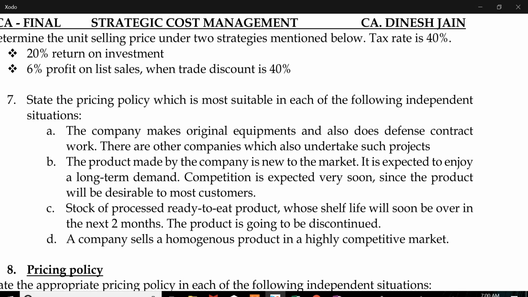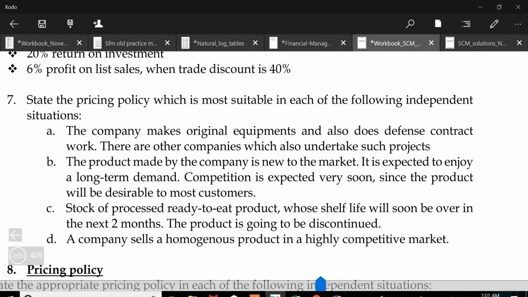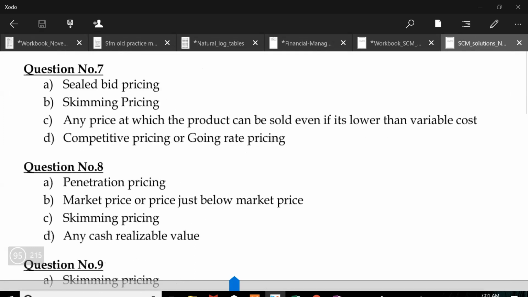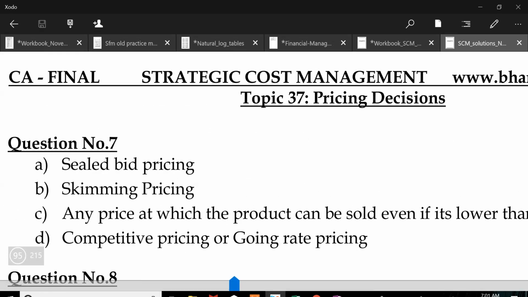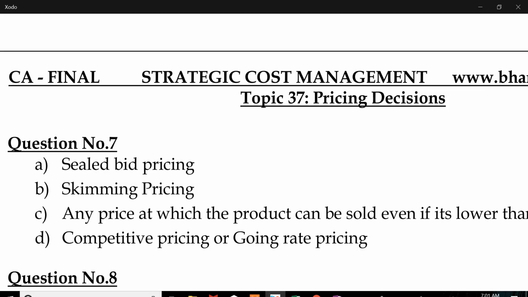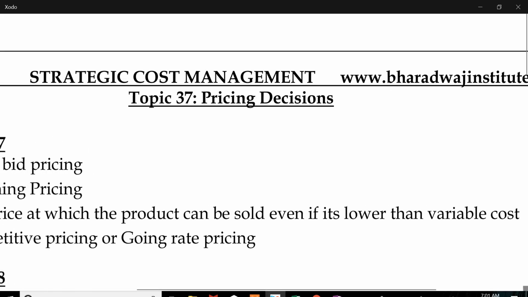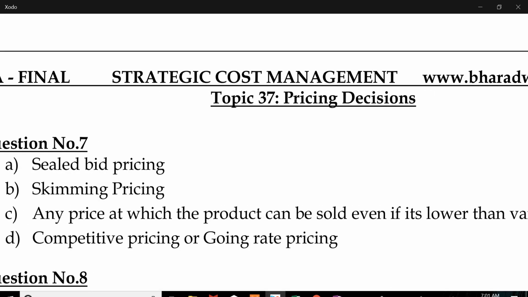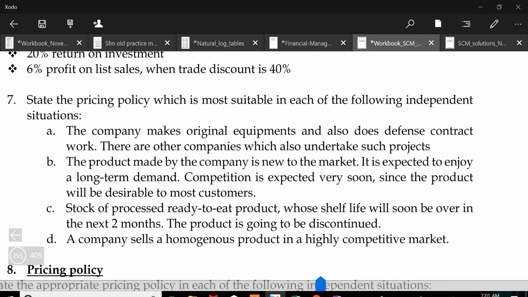A company sells a homogeneous product in a highly competitive market. So what is that pricing? Going rate pricing or competitive pricing. You can either call it going rate or competitive. Let's look at the answers now. Okay, I think the second one, skimming, is what is available. Check it. They have not made penetration. Sealed bid, skimming, any price at which the product can be sold even if it's lower than variable cost, competitive pricing or going rate pricing. Any doubts? Do question 8, write down your answers.